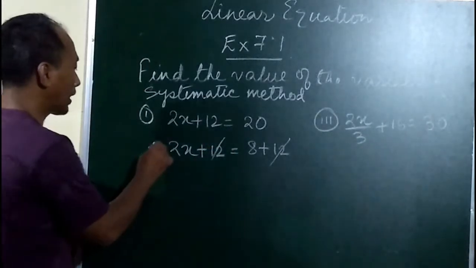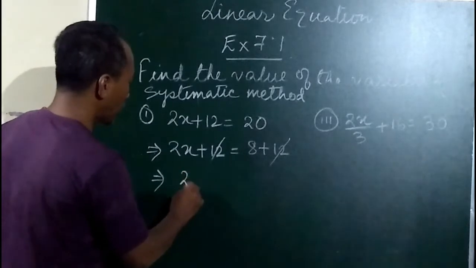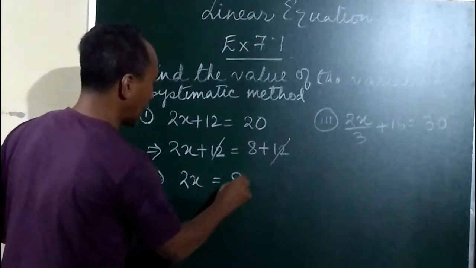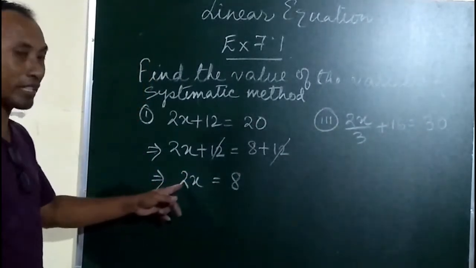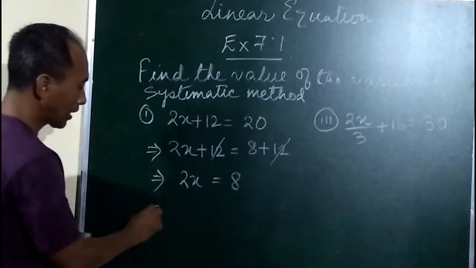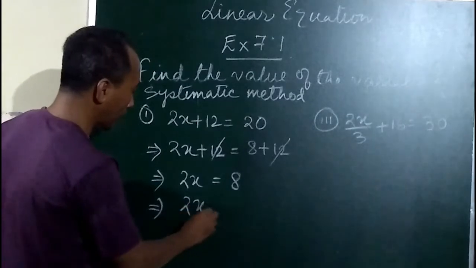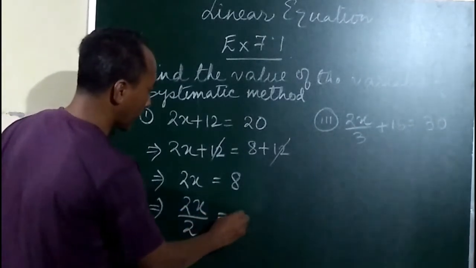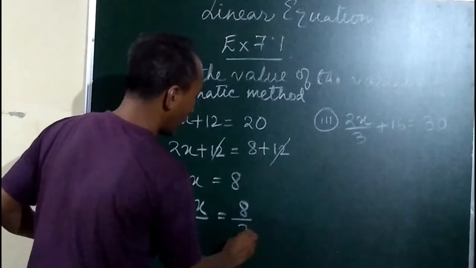So now here we get 2x equals 8. There is another constant term, 2, on the left hand side. So we divide by 2 on the left hand side, and also on the right hand side we divide by 2.